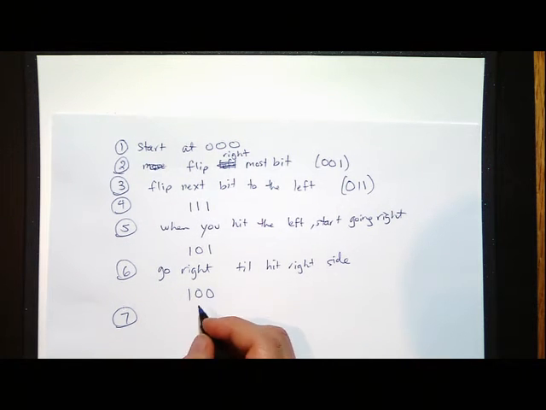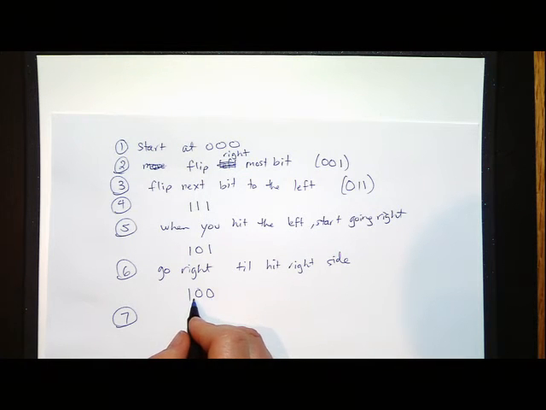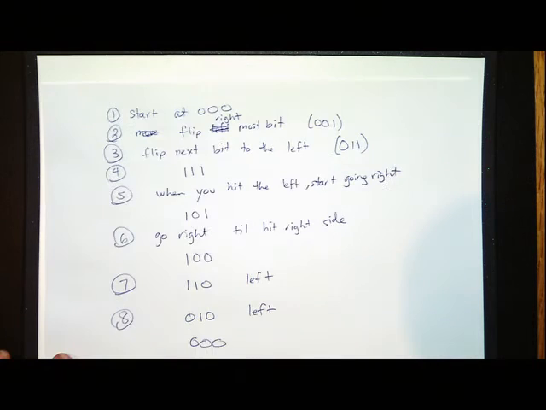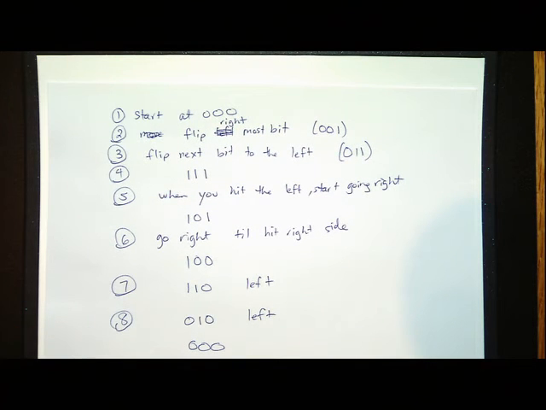Let's just do the next one. So go right till we hit the right side. We did hit that one, so we flipped this one. So then we're going to flip that one, right? So we're going left now. So we flipped that one, and then we need to flip this one. So we went left. Now we need to go right again. And that's all of them, right? So that was good. This is kind of a pain, right?